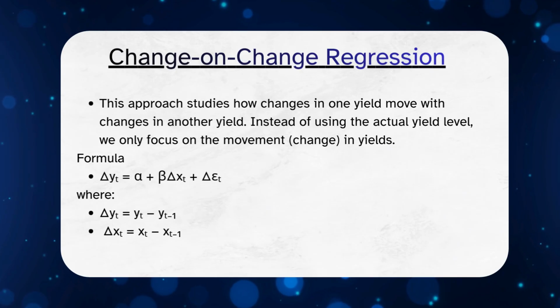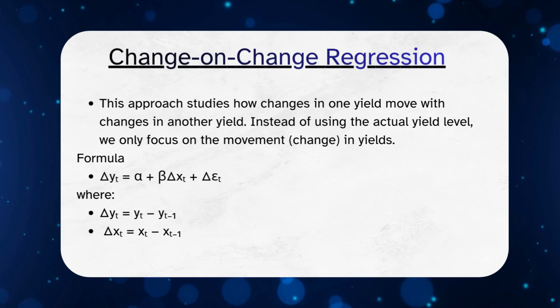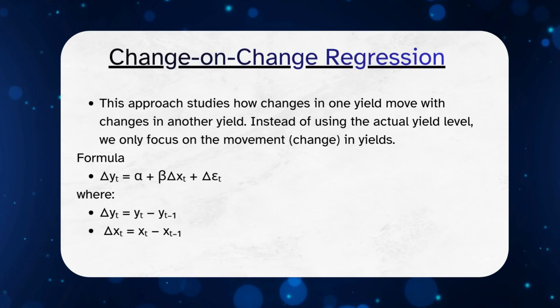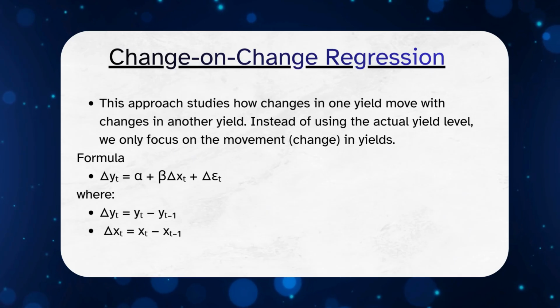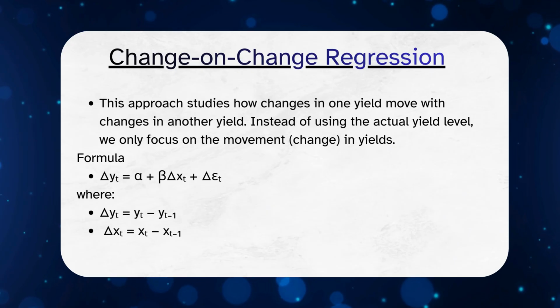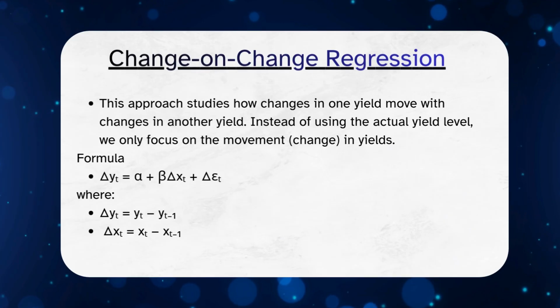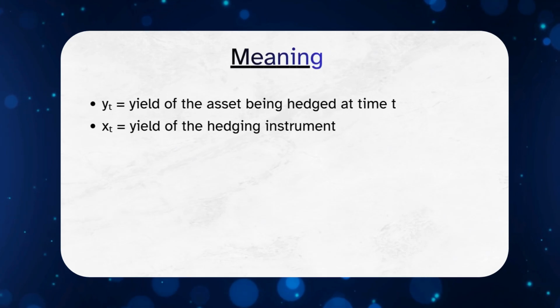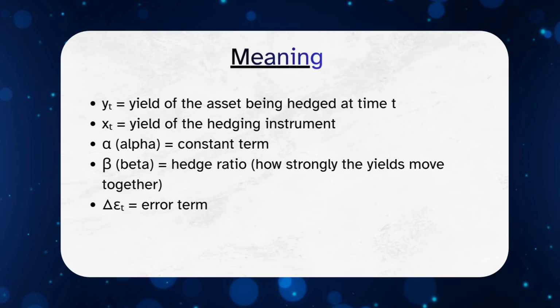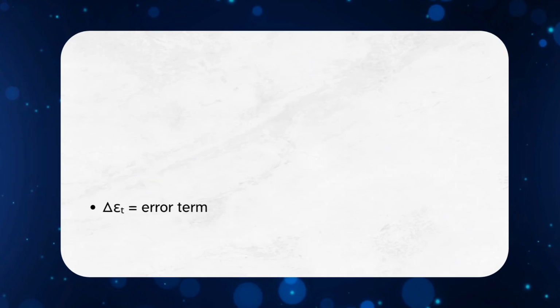Change-on-change regression. In this method, we study how the change in one yield moves with the change in another yield. Instead of using the actual yield values, we only use how much the yields move from one time period to the next. The regression formula is delta y sub t equals alpha plus beta delta x sub t plus delta epsilon sub t. Here, delta y sub t represents the change in the yield we want to hedge, and delta x sub t represents the change in the yield of the hedging instrument.